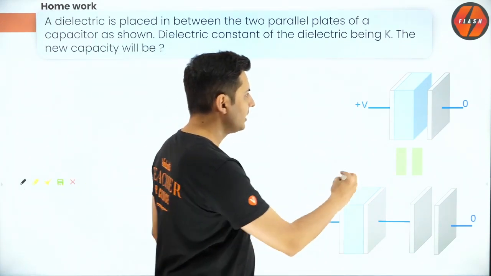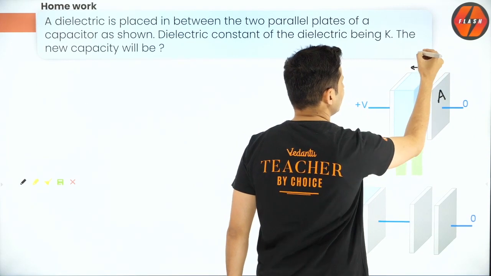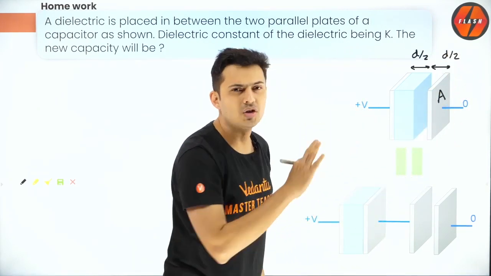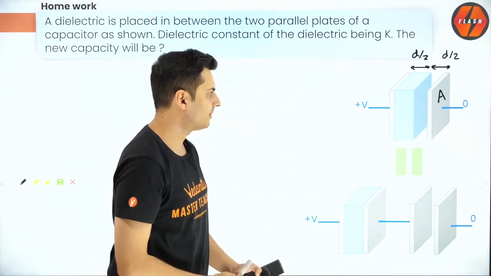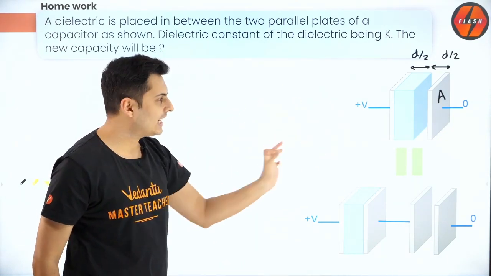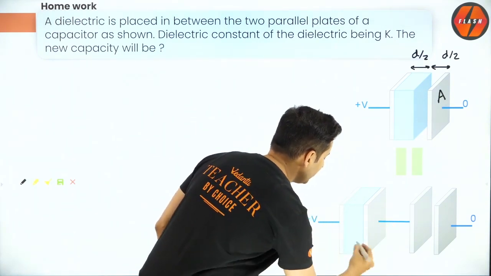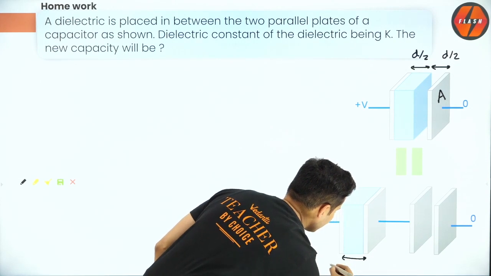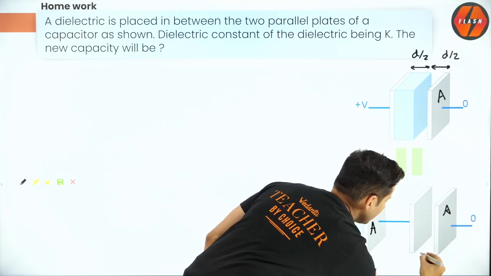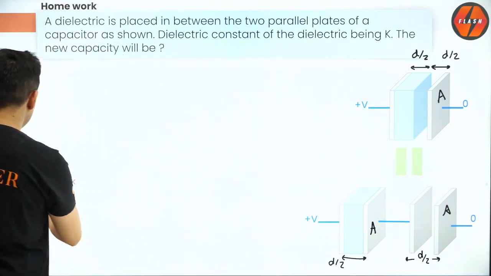So to do that, assume that the area is A, and assume this distance is d by 2 and this distance is also d by 2. Let's just assume, alright, it is exactly half. Exactly half of that width between the plates has been filled by the dielectric slab. Let's just assume that for simplicity. So this new distance over here is d by 2. The area is still A. Here also the area is A. Distance is d by 2. So let's think about the capacitances in each situation.